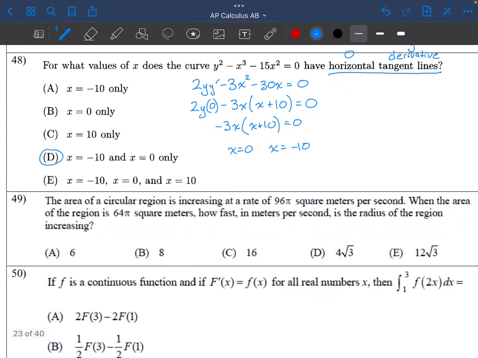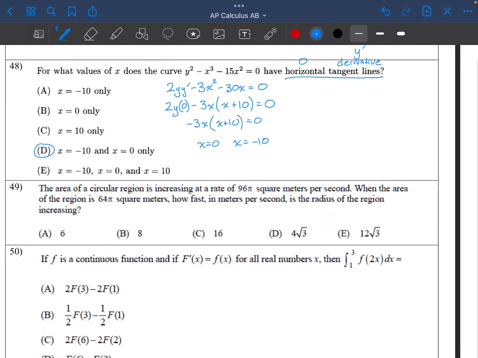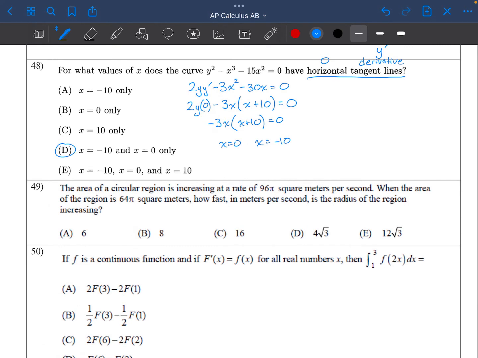Moving on to 49. Okay, another related rate problem. I don't need to zoom out that far. So the area of a circular region is increasing. So if I see area increasing, that's talking about A prime. So I know that A prime is that value 96 pi. Increasing is a positive word, so it is a positive 96 pi. If it was decreasing, there'd be negative 96 pi.